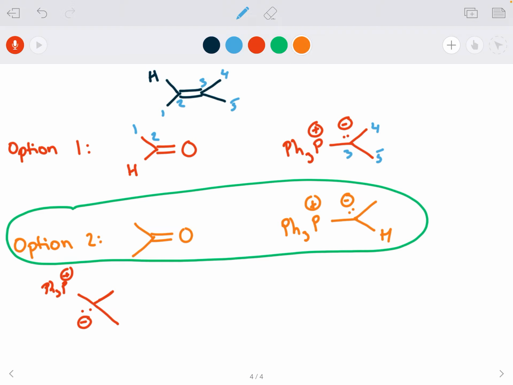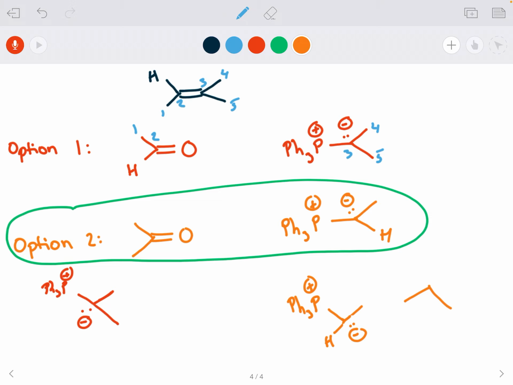In option 2, this time, this is my alkyl halide. Then I react this and now get my phosphorus group, and I deprotonate and that's what I have right there in option 2.